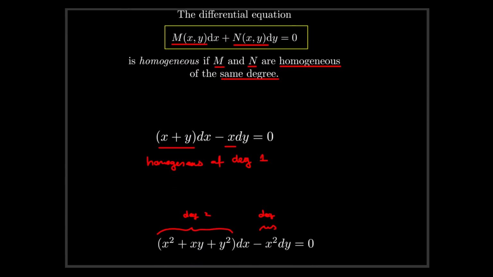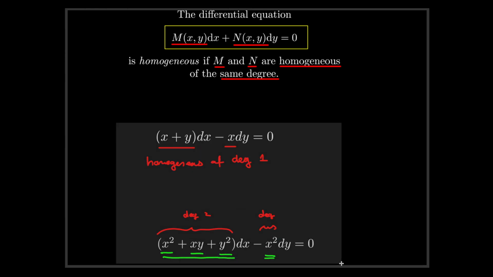Great, so this is just a sum. This has degree 2, that has degree 2, and that has degree 2. And so the entire function is homogeneous of degree 2. Likewise, we've already seen that g of xy equal to y squared is of degree 2, and so is x squared. All right, so that is what a homogeneous differential equation is.